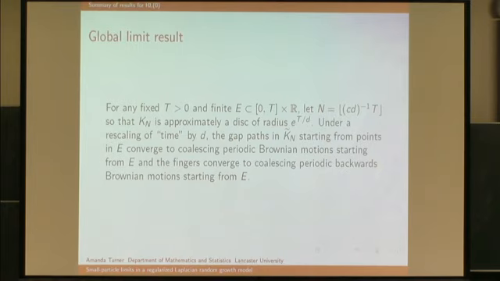And what our result says is that if we look at this K tilde, this logarithm of the cluster, and just take a finite set of points, we can ask for that finite set of points, what are the gap paths and what are the fingers. Our result says that the gap paths correspond to coalescing periodic Brownian motions starting from E, and the fingers correspond to coalescing backwards Brownian motions starting from E.